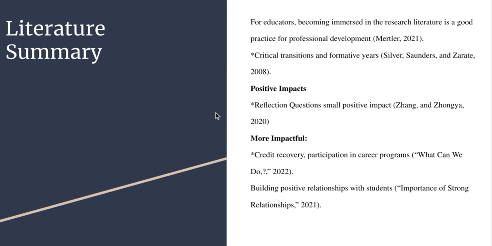So the next would be the literature summary. For educators, becoming immersed in literature is good practice for professional development, according to Mertler. And another study looks at critical transitions. According to Silver, Saunders, and Zarate, there are important critical transitions that happen for students. These transitions could be from elementary school to middle school, from middle school to high school, and so on. Other important critical transitions could be changing zip codes, possibly changing home situations. Those would be critical transitions that would impact student outcomes.